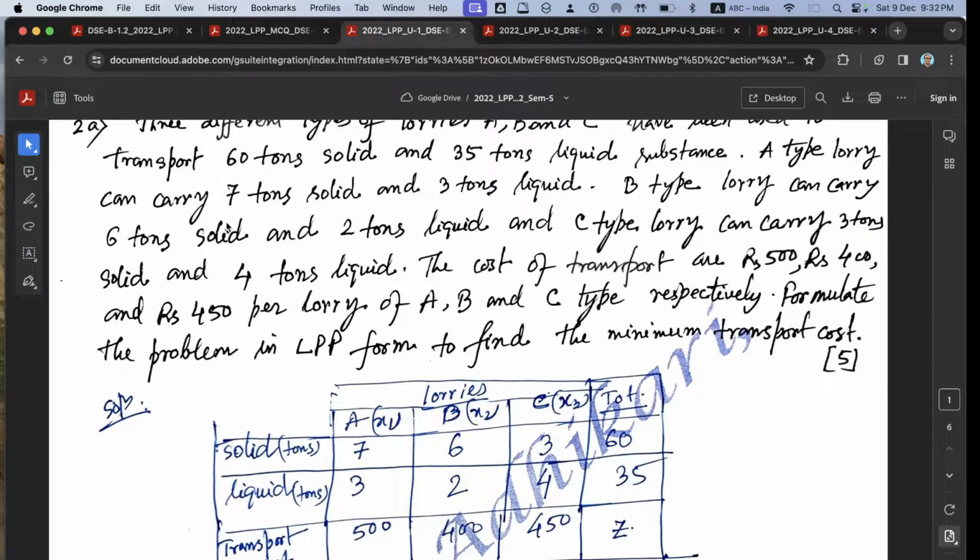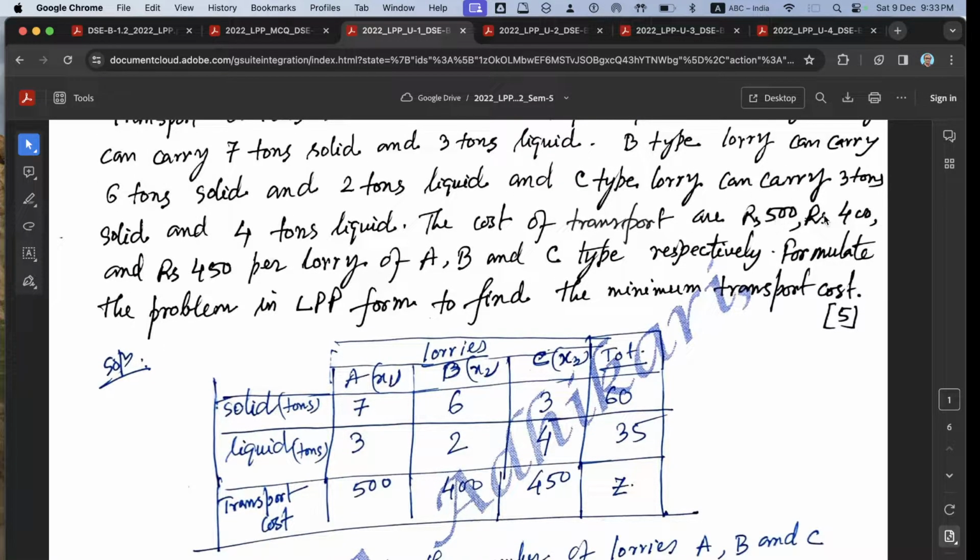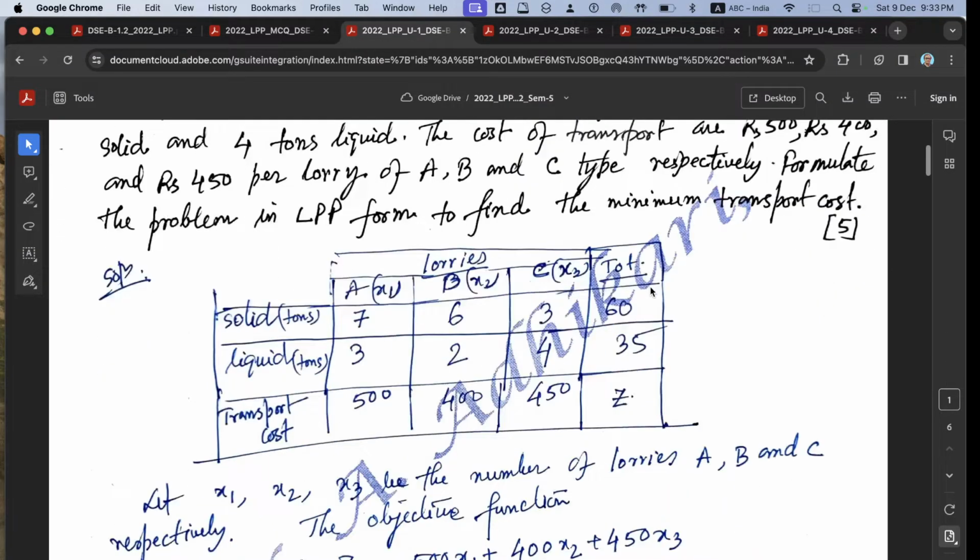An A-type lorry can carry 7 tons solid and 3 tons liquid. A B-type lorry carries 6 tons solid and 2 tons liquid. And a C-type lorry can carry 3 tons solid and 4 tons liquid. The costs of transport are rupees 500, 400, and 450 per lorry of types A, B, C respectively. Formulate this problem as an LPP to find the minimum cost.